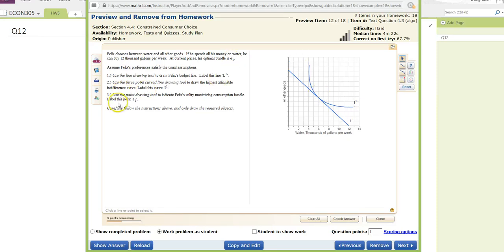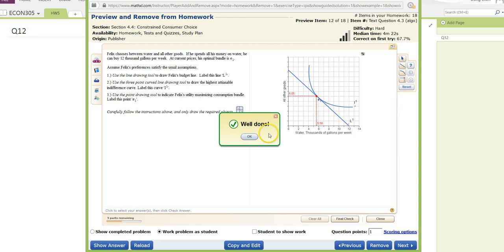And for the third part, use the point drawing tool to indicate the utility maximizing consumption bundle. Basically, the maximizing consumption bundle is the point where the indifference curve is tangent to the budget line. So it looks like it's right here. Again, we don't have to be very precise. As long as it looks right, I think we're fine. So this is E1. All right, check answer. We're done.